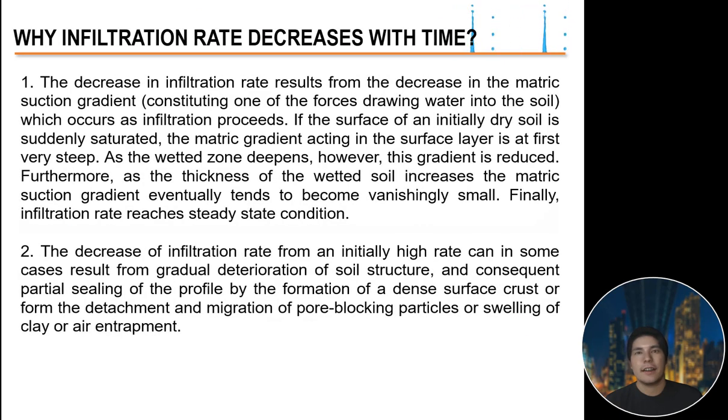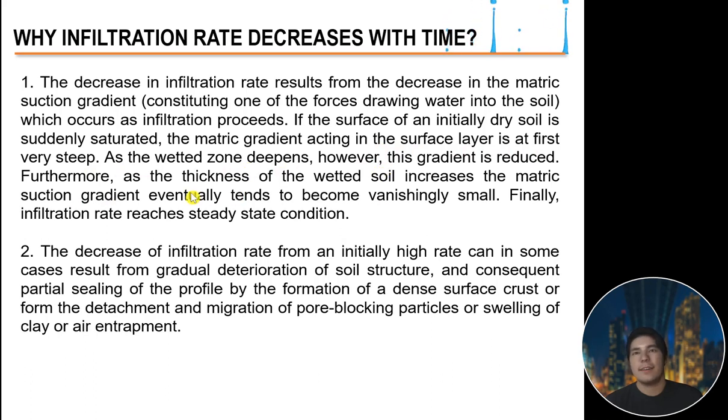So why does infiltration rate decrease with time? Here is the answer. The decrease in the infiltration rate results from the decrease in the matric suction gradient, which constitutes one of the forces drawing water into the soil, and which occurs as infiltration proceeds. If the surface of an initially dry soil is suddenly saturated, the matric gradient acting in the surface layer is at first very steep. As the wetted zone deepens, however, this gradient is reduced.